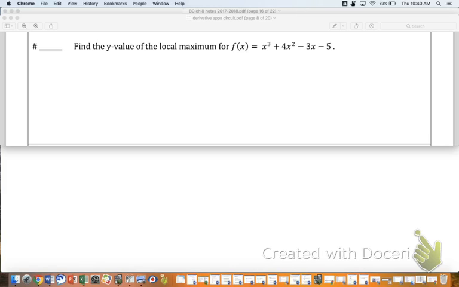And are you guys comfortable with the idea that f prime not existing is not going to be a factor here? Because we got this nice, lovely cubic polynomial. I don't think we need to worry about f prime not existing. But we do want to be concerned with where f prime is 0.